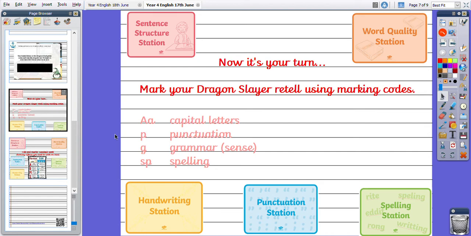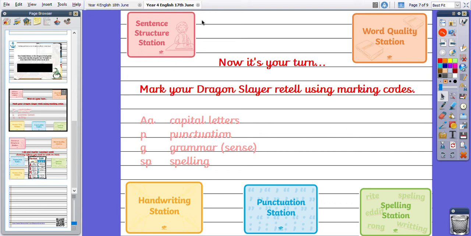So here's a few examples. Capital letters, punctuation, grammar, so if it doesn't quite make sense, and a spelling error. And if there's any more you want to use, then that is fine. Remember, you can also pick up on the good features if you want to, but you need to use a different colour. Perhaps use a pencil to find the good features and a purple for progress.